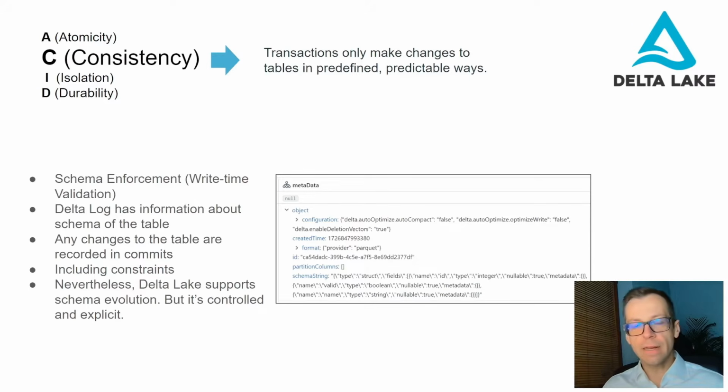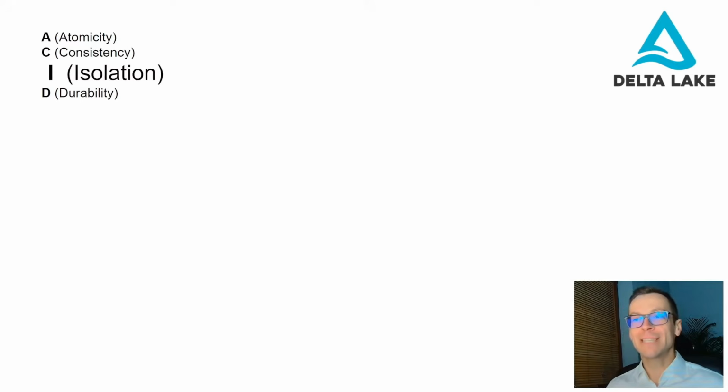Unless we are very explicit in saying to Databricks, you know what, actually I want to override that schema. But it's still in a very controllable way, and we are going to see it in the next notebook. Simple. Next one is isolation, and this is super cool.